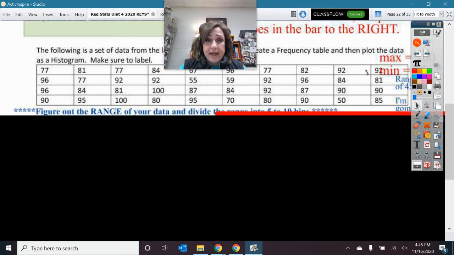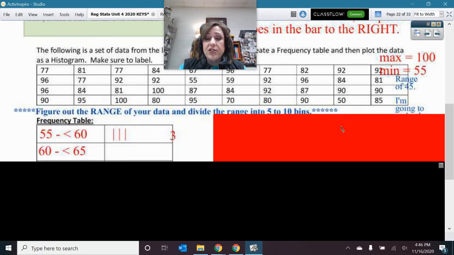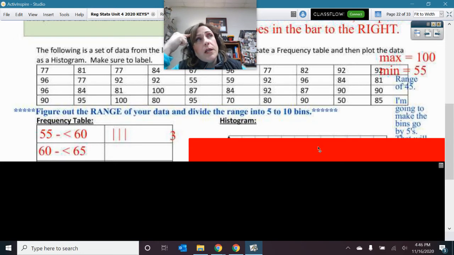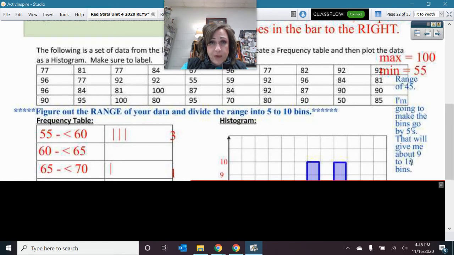So first thing, figure out the span of your data. What kind of data are we dealing with? Kind of like whenever we did our box plots and you needed to know what the scale was. So the max is 100 and the minimum was a 55. So I say to myself, okay, that's a span of 45, because 100 minus 55 is 45. Then I want you to think to yourself, I want to make about 5 to 10 bins, kind of like with our stem plots. So I decided to make my bins go by fives, because that's going to give me 9 or 10 bins. Okay, so that's the thought process I went through.